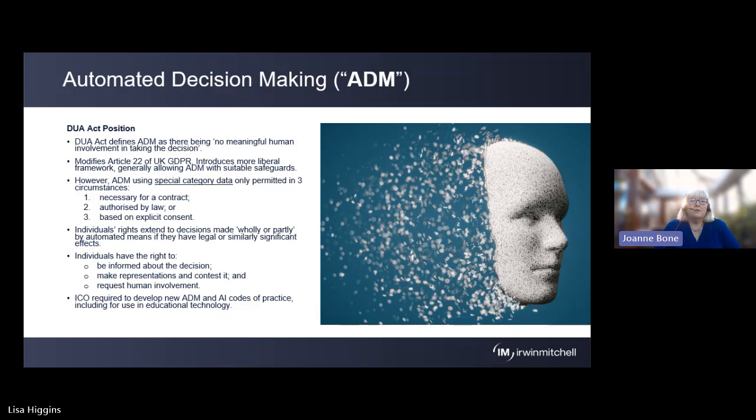So you'll see on the slide that they've got the right to be informed about the decision. So they need to know that there's automated decision making happening. They need to be able to make representations and contest it. So if you get a result which is computer says no, and they know it's automated decision making, then they have to be given the opportunity to make representations to say, well, I don't think that's fair because. And also they have the right to request some form of human involvement.